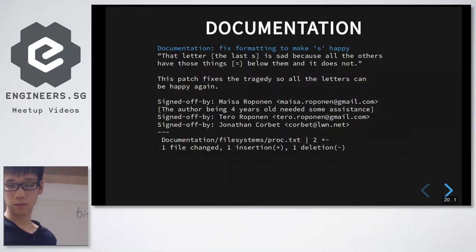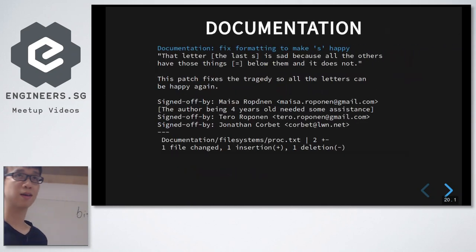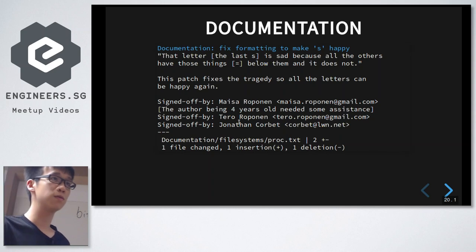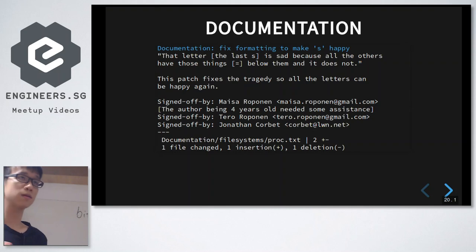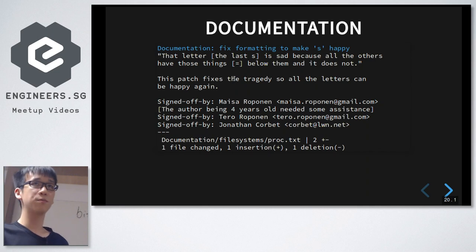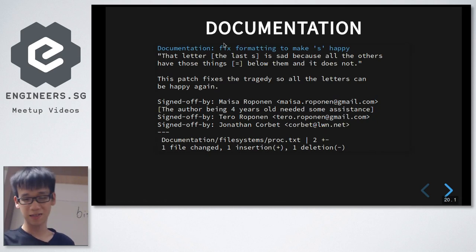So what kind of changes can you make to the kernel? You can make documentation changes, right? And if you are not that familiar with the code yet, that is one way to get familiar with the code. Help them document it, because the kernel documentation is, I would say, not very good. Kernel developers know that, and they would definitely appreciate it if you help them write documentation. Definitely.